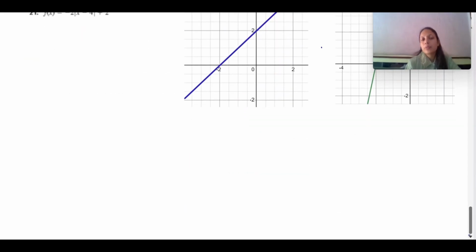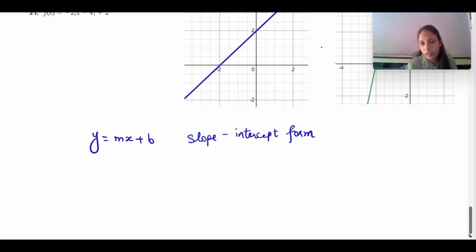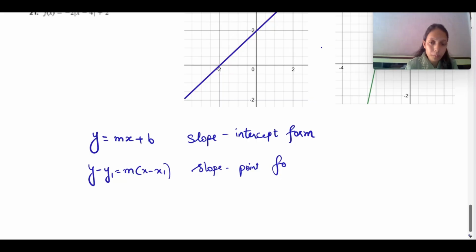We have two types of equation. Basically, the general linear equation is written in slope-intercept form: y equals mx plus b. This is known as slope-intercept form. Another is y minus y1 equals slope times x minus x1. This is known as point-slope form, because x1 and y1 are the point.